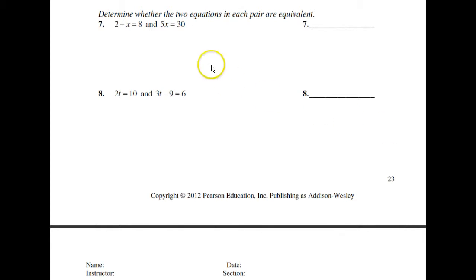As we go on to number 7, they're asking us to determine whether the two equations in each pair are equivalent. Well, we'd have to solve these equations, and in the first case, we have a negative x equals, we'll subtract 2 from both sides, and we're going to get a negative x equals 6. So x equals a negative 6 in this case. And here we're going to divide both sides by 5. And we get x equals 6. Well, since this one is a negative 6 and this one's a 6, they are not equivalent.